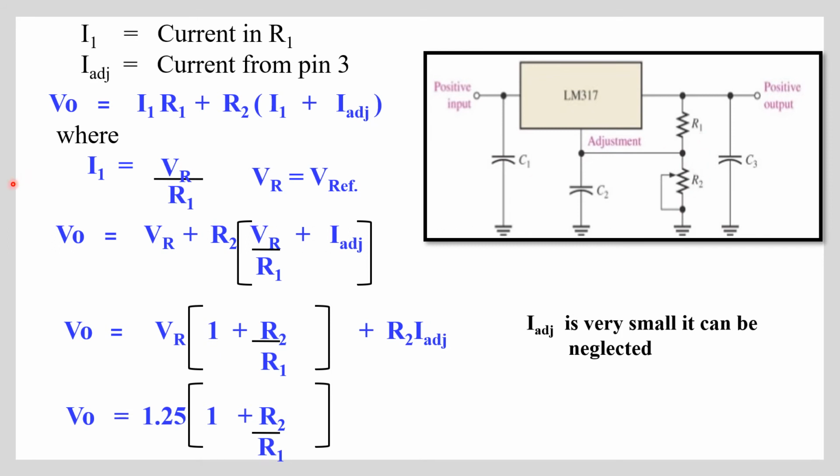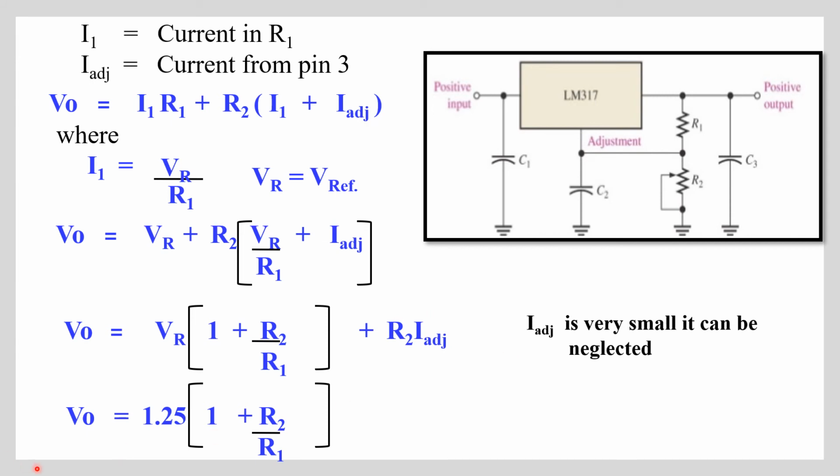But what is I1? I1 is equal to VR, that is the reference voltage, upon R1, and VR is equal to V reference. Substituting this value in the equation, what do we get? V out is equal to I1 R1, which is VR, plus R2 times I1, again VR upon R1, plus I adjust. From these two terms we can take VR common. So 1 plus R2 upon R1, plus R2 into I adjust. I adjust is very small, it can be neglected, so we will neglect this.